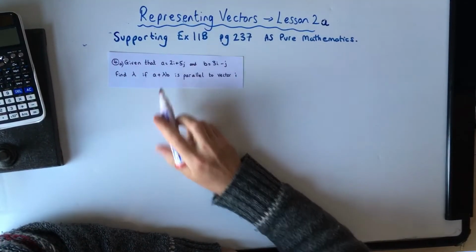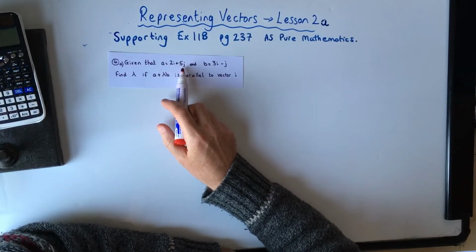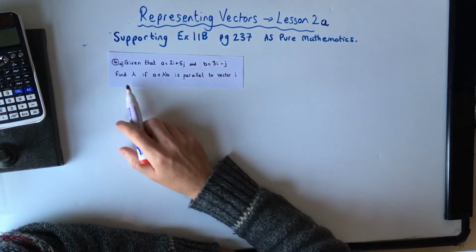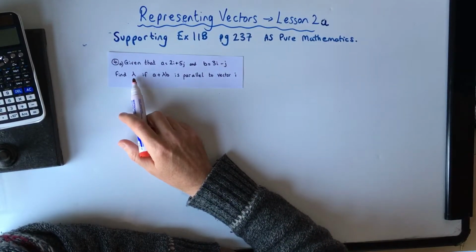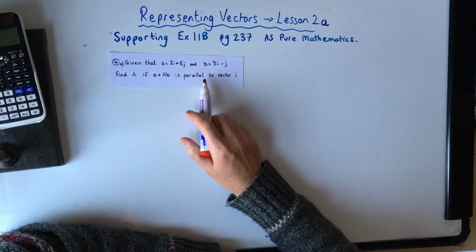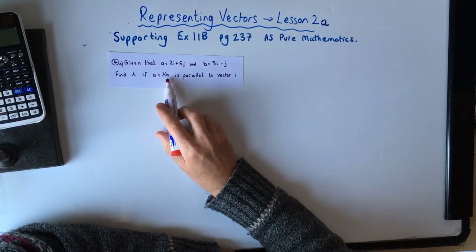So question 4A says, given that a equals 2i plus 5j and b equals 3i minus j, find lambda. So they use this Greek letter. They like to use lambda and mu. You'll see these coming up. Find lambda if a plus lambda b is parallel to vector i. Okay, so let's work out a plus lambda b.